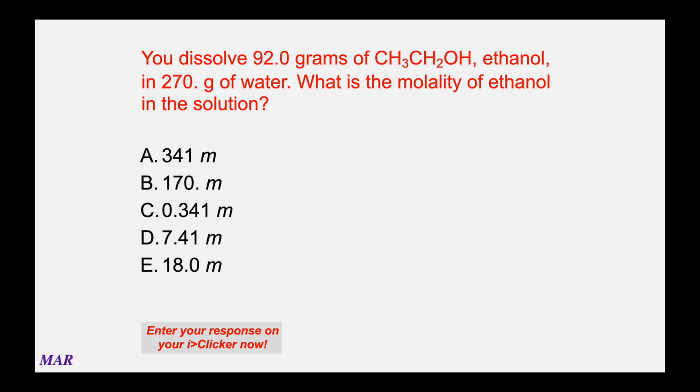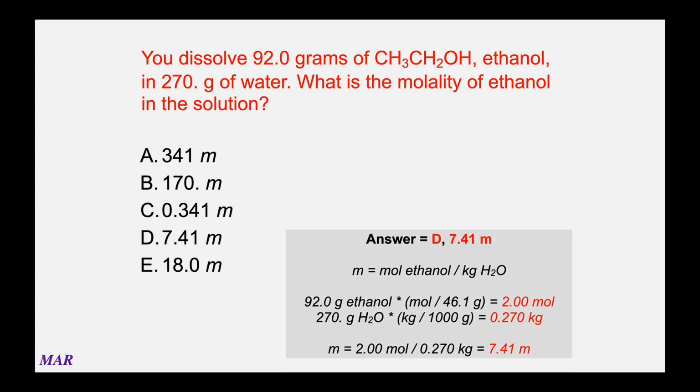But anyway, moles of ethanol divided by kilograms of water. There are 1,000 grams in a kilogram, so 270 divided by 1,000, 0.270 would be the kilograms of water. So moles of ethanol divided by kilograms of water. You can see there again that we have 2 moles of ethanol.